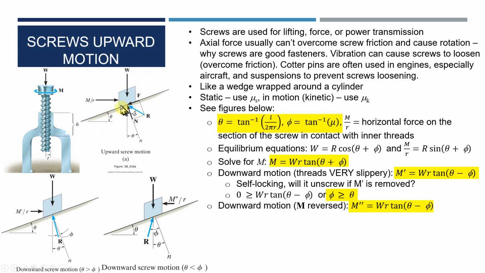So this is a compressed view, looking at the length of the screw in contact with the frame here. We see that we have a weight going down, we have a normal force, we have a friction force, and moment over R, M over R, that will tell us the force that is pushing the screw up the inclined plane. That's the deal there. Screws are used a lot for transmission, lifting power. Your jack on your car probably has a screw in it.